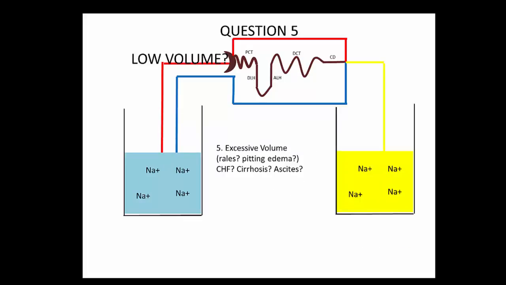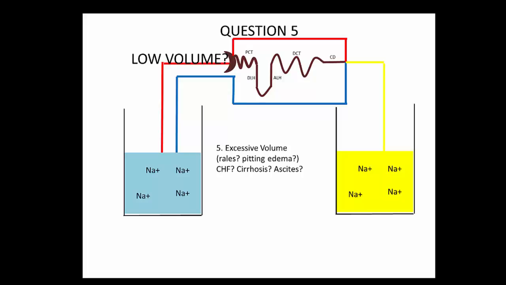The 5th question is excessive volume. And this is the hypervolemic hyponatremia, where the typical causes are CHF, cirrhosis, and ascites. So in these conditions, there's a pressure or low volume phenomenon going to the kidney, so the kidney thinks that the body is low on plasma volume because it sees the low pressure.